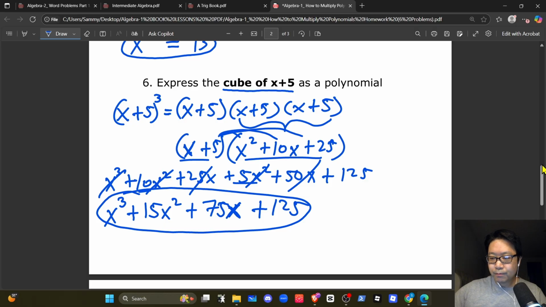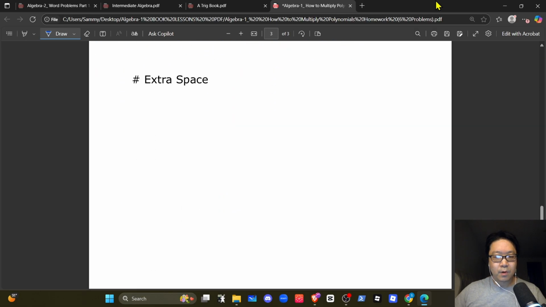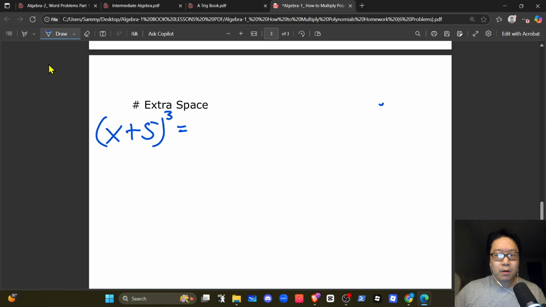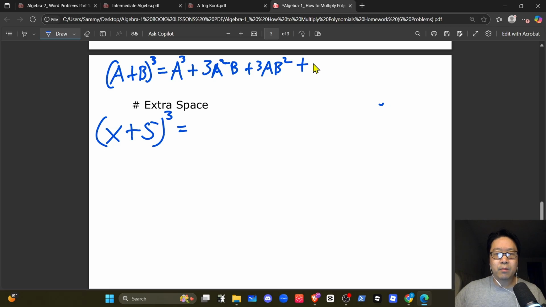However, there's a shortcut. So let's try the same problem using our shortcut. There's a shortcut for binomials, and that is given a plus b cubed. That's going to equal a to the third plus 3a squared times b plus 3ab squared plus b cubed.